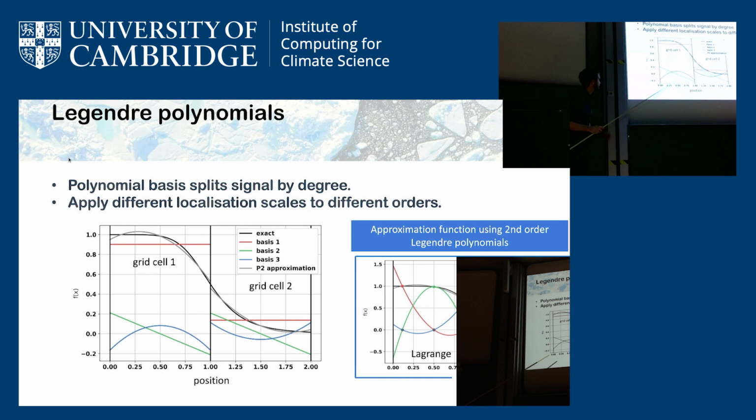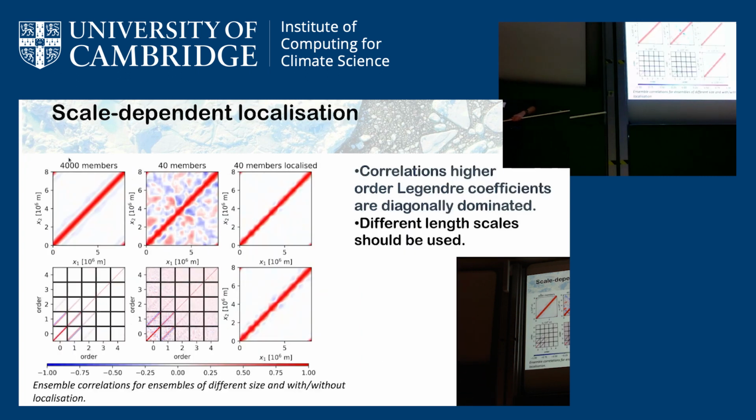And conveniently, there is a set of basis functions in the discontinuous Galerkin that give you the possibility to split the scales, in the sense that they decompose your solution as a sum of the 0th order, 1st order, 2nd order, etc. And our idea is then to transform the solution to a set of coefficients in front of these polynomials, and then localize each of these coefficients using a different localization scale. So what does it look like?